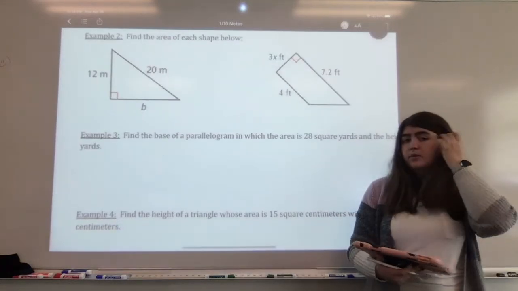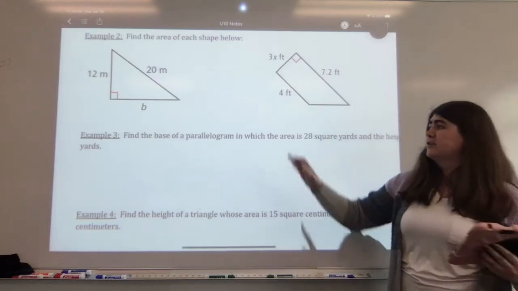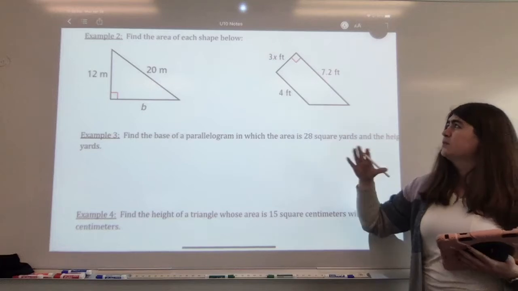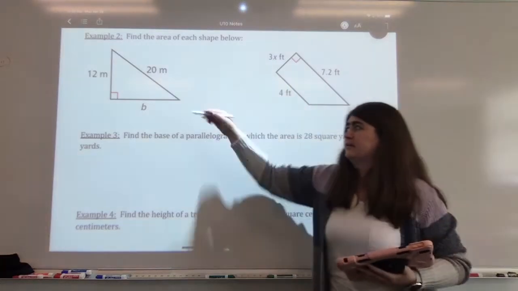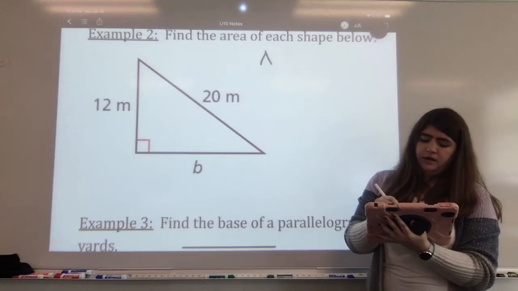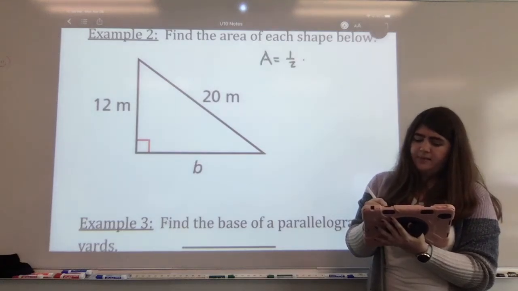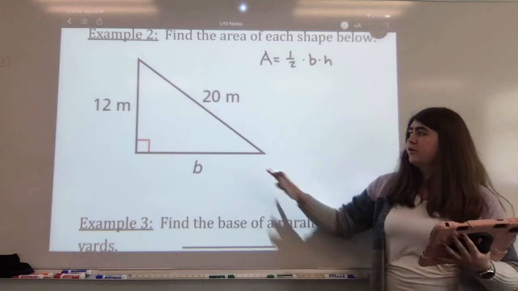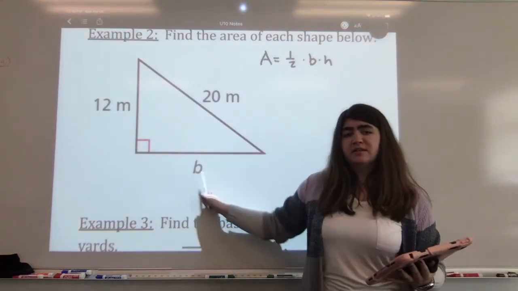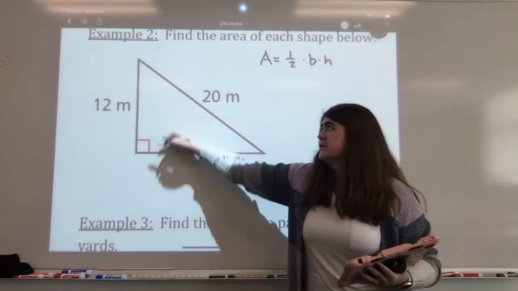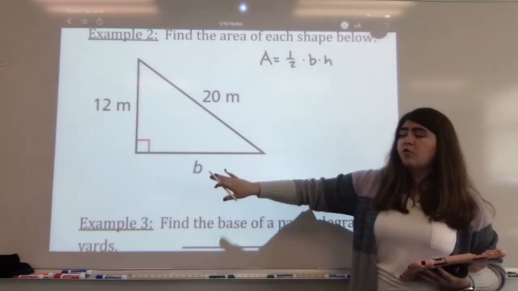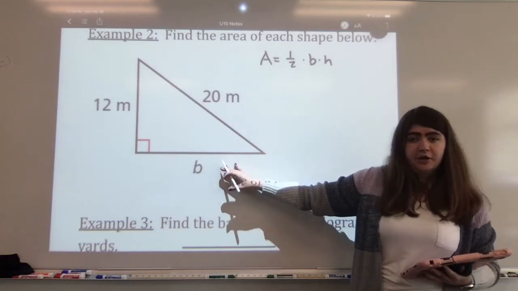Example 2, we're continuing with finding area. We have the area of this triangle here, and we have the area of this trapezoid, both of which are going to be using a variable. So let's start with our formula over here. Area is equal to 1/2 times base times height for a triangle. So in this case, my base is unknown. It is still B. I do know this side. In this scenario, we actually can solve for our missing side because we know the Pythagorean theorem.